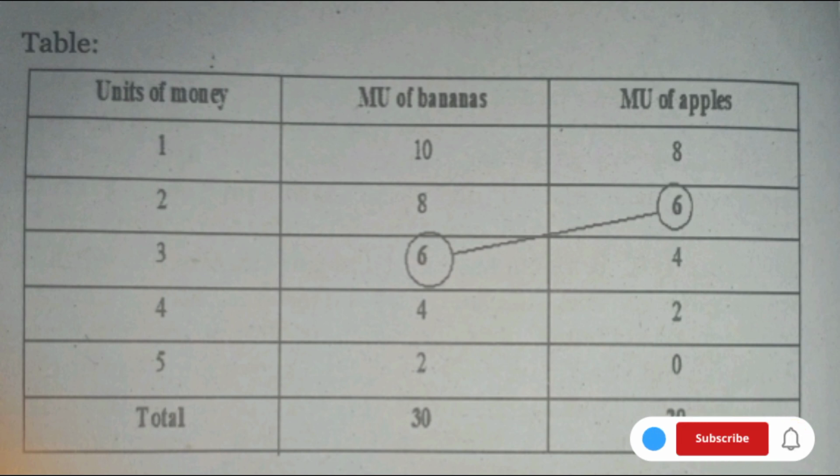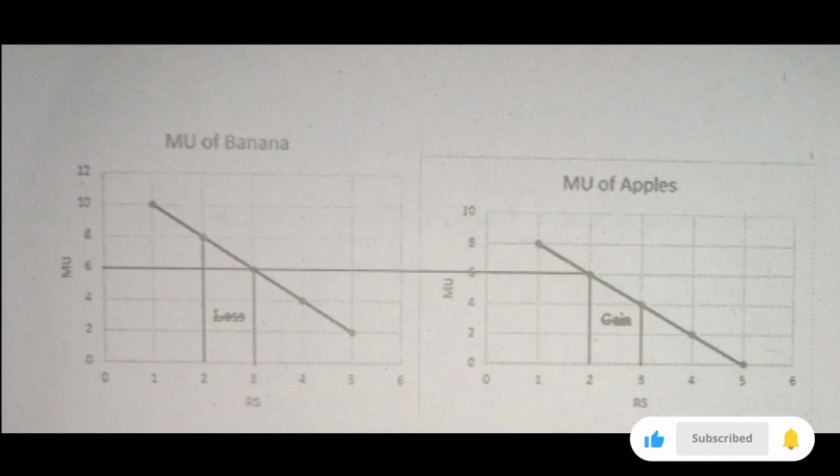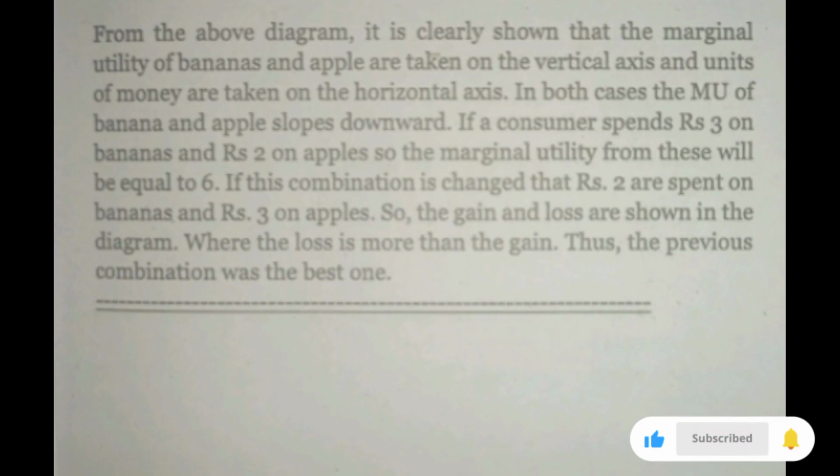Here, when the consumer spends 3 units of money on bananas, he gets 6 units of marginal utility, and 2 units of money on good B, apple, he gets 6 units of marginal utility. Here the marginal utility is equal and he gets maximum satisfaction, which is 38 units, which is also shown by the diagram. The diagram shows the marginal utility of bananas and the marginal utility of apple. Here the marginal utility is equal, so his total utility is maximum.